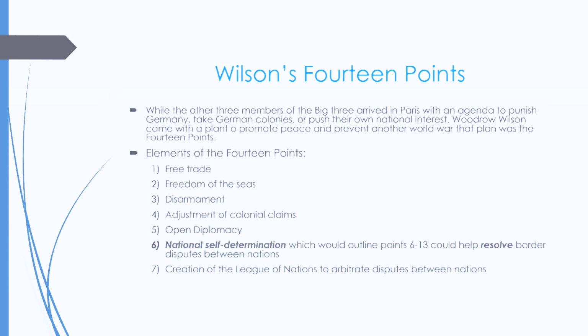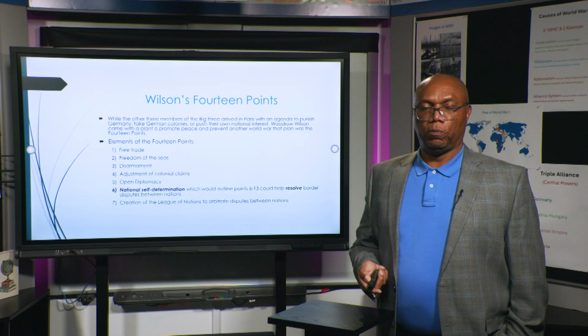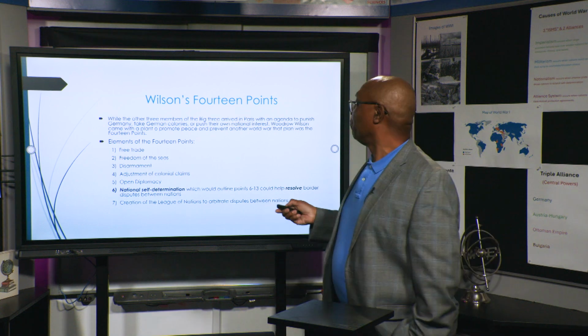The elements of the 14 points included free trade, freedom of the seas, disarmament, the adjustment of colonial claims, open diplomacy, and national self-determination, which would be outlined in points 6 through 13 and help resolve border disputes between nations, and the creation of the League of Nations, which would arbitrate disputes between nations rather than have fights again.